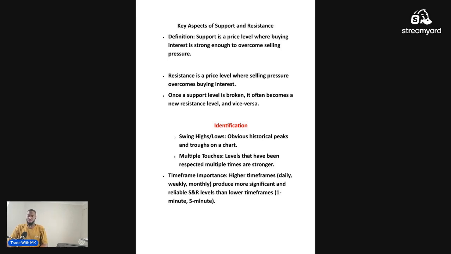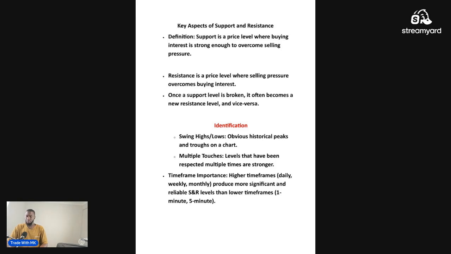Identification: swing high and swing low, obvious historical peaks and troughs on a chart. Multiple touches: levels that have been respected multiple times are stronger. If the price goes up and down in that same area a few times, two or three times, it becomes a strong area where the buyers are interested to buy.